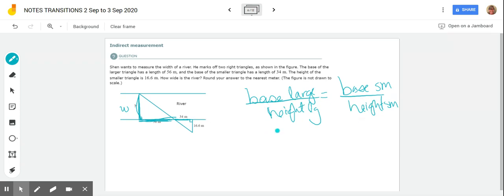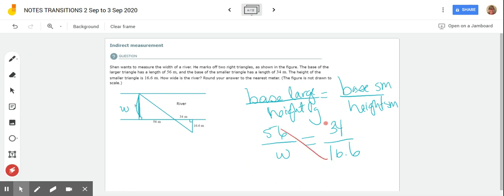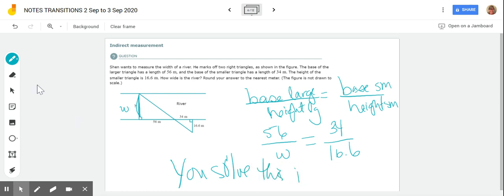All right, the base of the small is 56. The base of the large is 56. Height of the large is question mark equals base of the small 34, height 16.6. And then you will cross multiply and solve. And I'm actually not going to do it, but I should see you solve this. Oh my God. You should solve this in your notes.